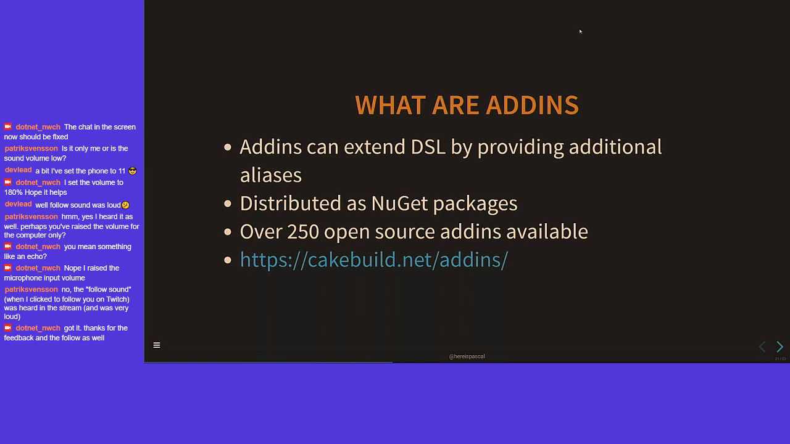There are quite a lot of add-ins available for Cake. There are over 250 open source aliases available. Most of them are listed on the Cake website. On GitHub there's a specific organization, Cake-contrib, where most of them are hosted. Also, if you want to write something, you get a lot of inspiration and ideas on how to do it if you look at these add-ins, since most of them are open source.